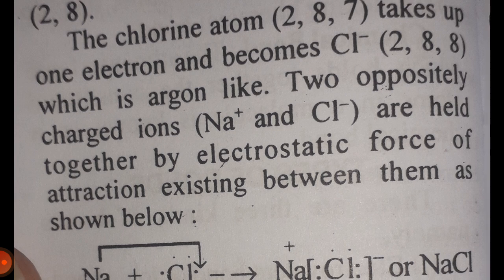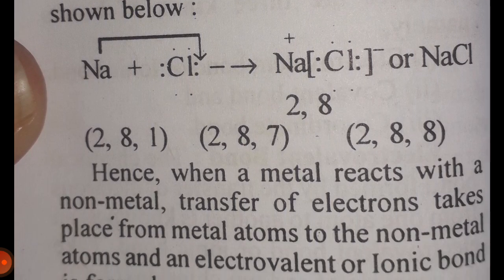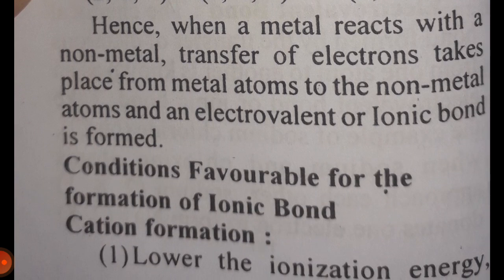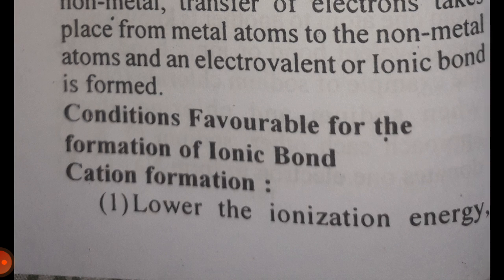The two oppositely charged ions, Na+ and Cl-, are held together by the electrostatic force of attraction existing between them, as shown below. By giving one electron, the NaCl compound is formed. When a metal reacts with a non-metal, transfer of electrons takes place from the metal atom to the non-metal atom, and an electrovalent or ionic bond is formed.